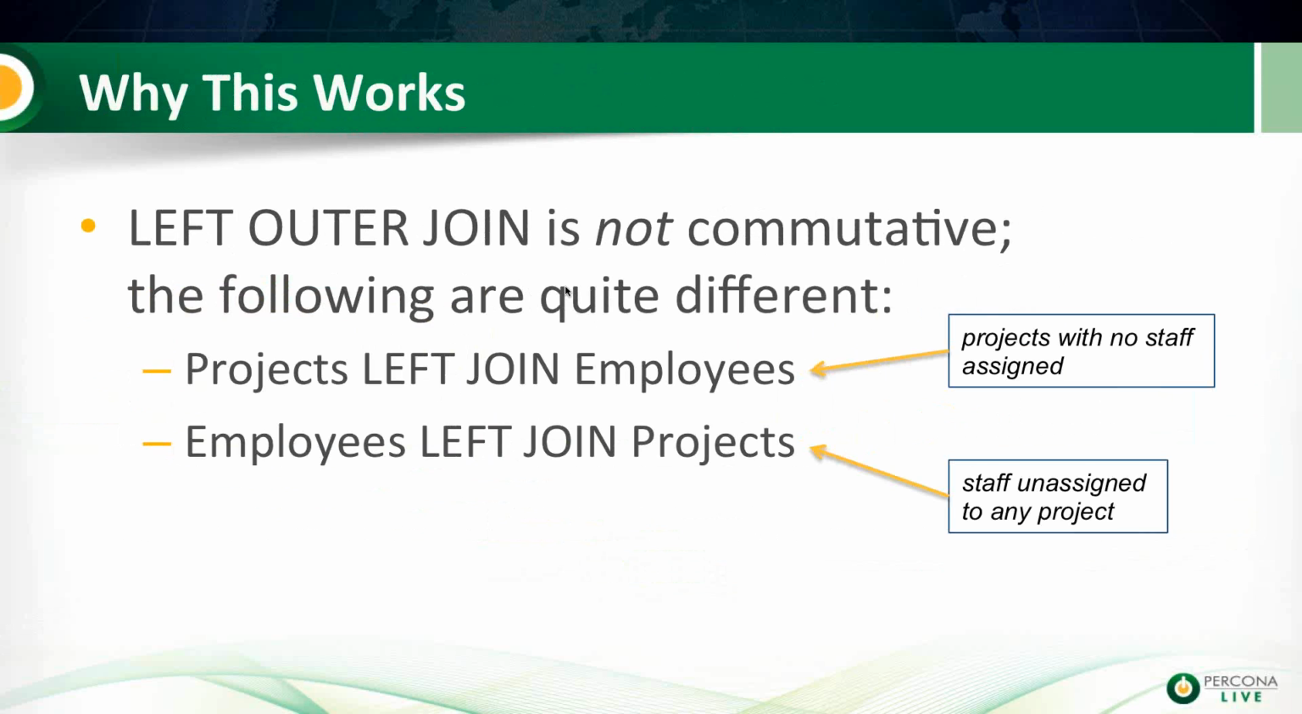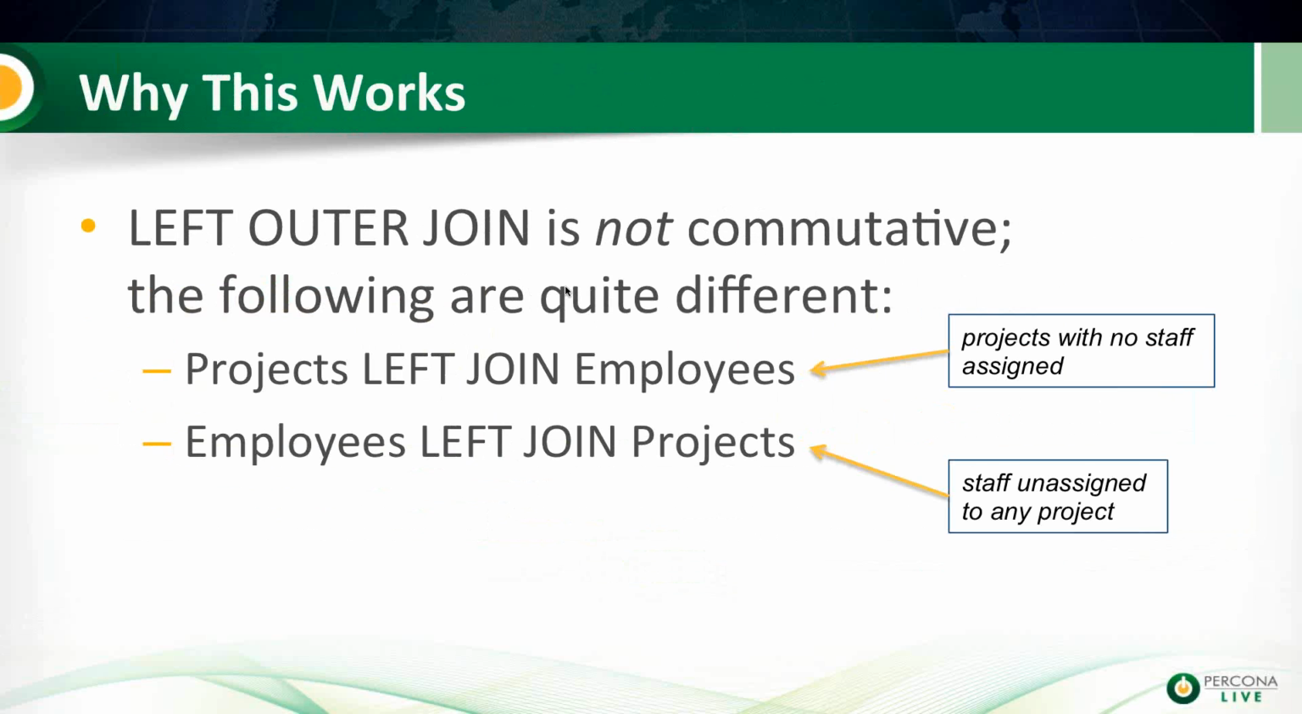The outer join is not commutative. If you change the order of the tables in that join, it has a very different meaning. Projects left outer join employees, I'm treating the outer as an optional keyword. You can put it in there or not. So projects left join employees would show you all projects, even those with no staff assigned. Whereas employees left join projects shows you all employees, even if they aren't assigned to any project.